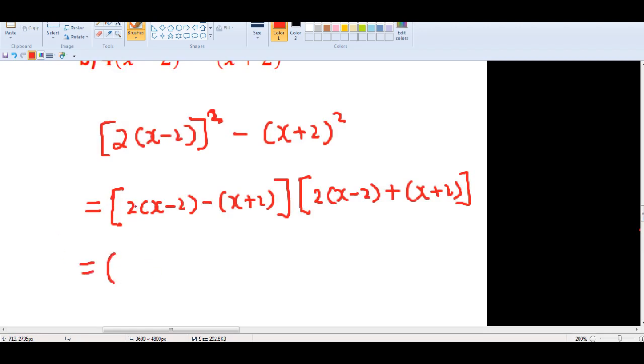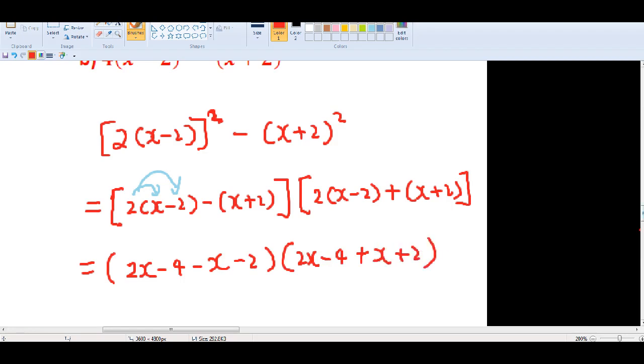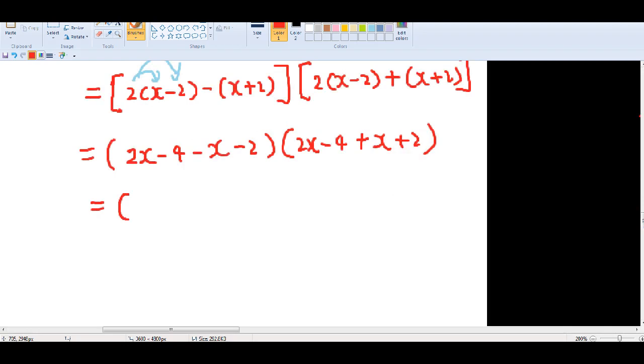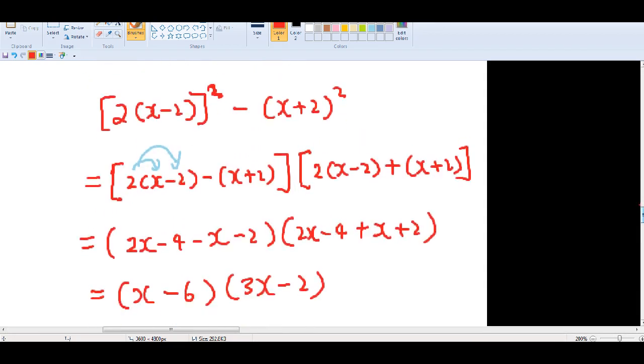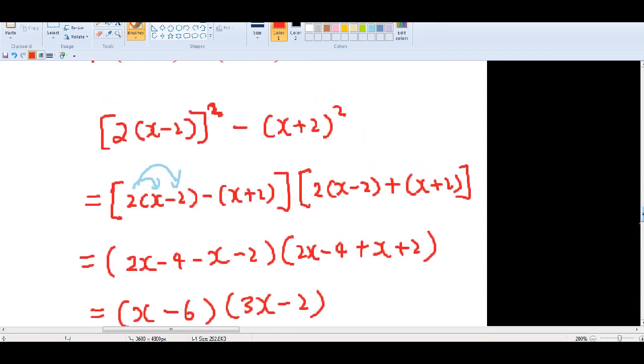For removing the bracket, you need to multiply that 2 into the bracket like this. For the first part, it was 2x minus 4 minus x, because that's minus, you need to change the sign. 2x minus 4, that's plus, you don't need to change the sign. So please simplify them. You got x minus 6, you got 3x minus 2. That's it. Can you see this?